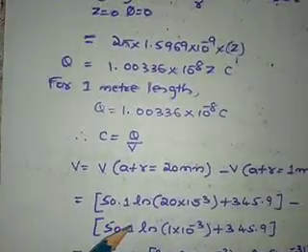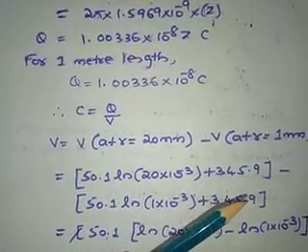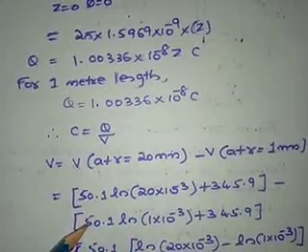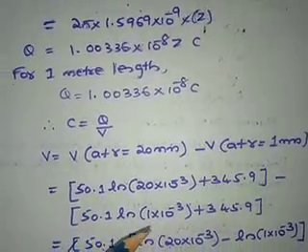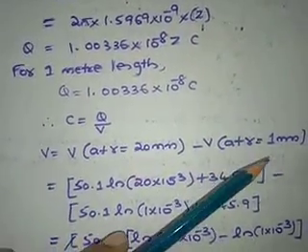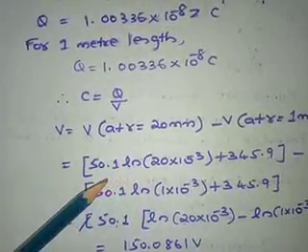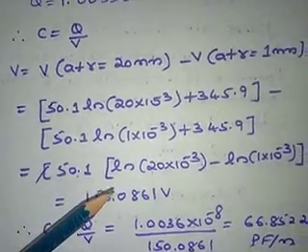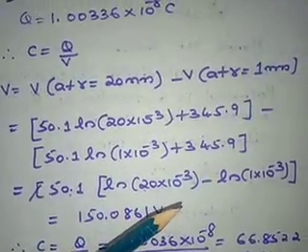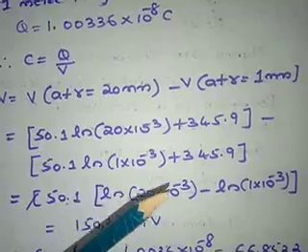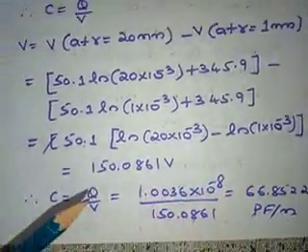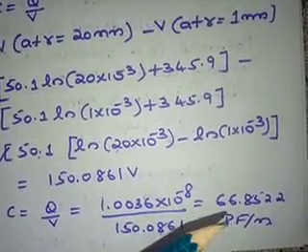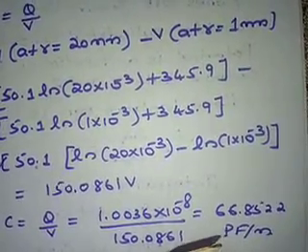So it will be 50.1 ln of 20 into 10 to the minus 3 plus 345.9, after substituting C1 and C2. Okay, so it is C1 ln r plus C2 that we have got. Substituting those values at r equal to 20 mm and r equal to 1 mm, take the difference, that is V at r equal to 20 mm minus V at r equal to 1 mm. If you solve this, you will get 50.1 into ln of 20 into 10 to the minus 3, because 345.9 minus 345.9 will cancel, minus ln of 1 into 10 to the minus 3. That will be 150.0861 volts, and C is equal to Q by V. So substitute that, you get 66.8522 picofarad per meter.